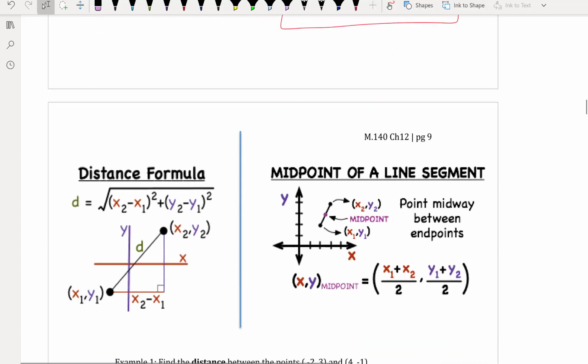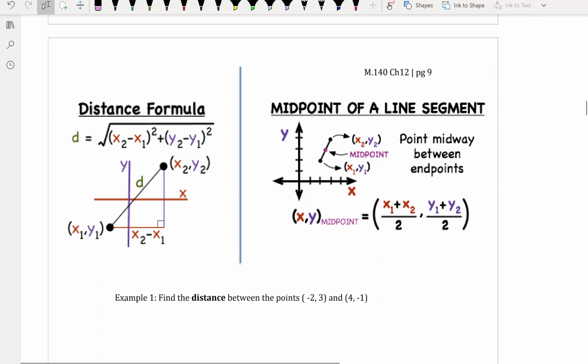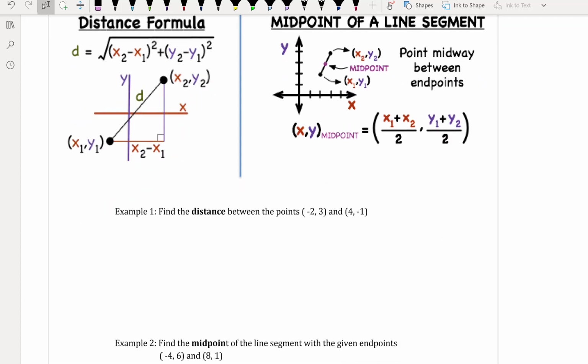Okay. And so we also have the distance formula and the midpoint for chapter 12. So for the first example, it says to find the distance between the points -2, 3, and 4, -1. Well, I have my distance formula. I know that my distance is going to be the square root of x2 minus x1 squared plus my y2 minus my y1 squared. So maybe I kind of made that too big, but that's okay.